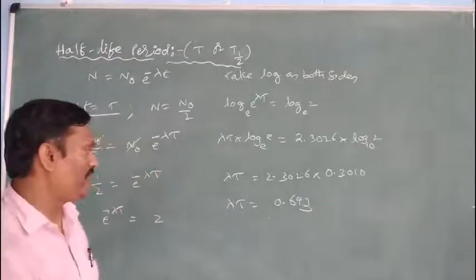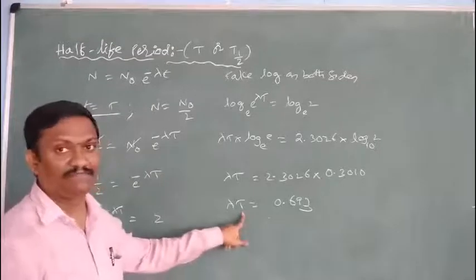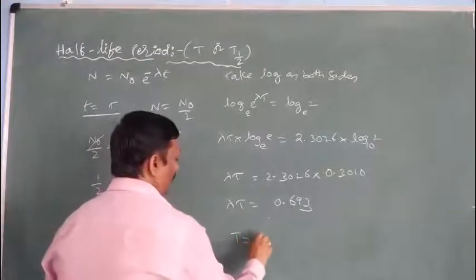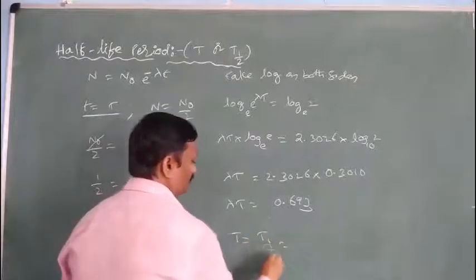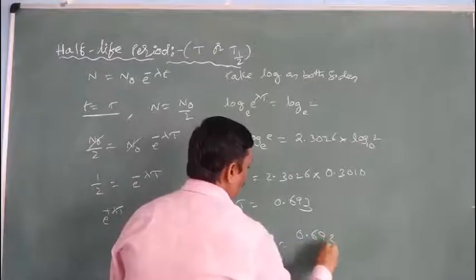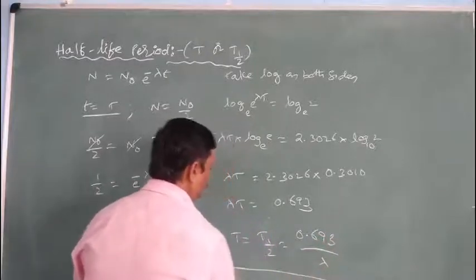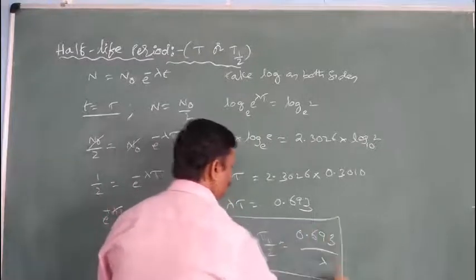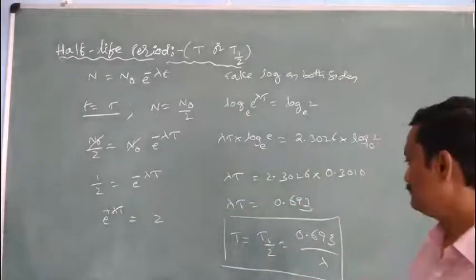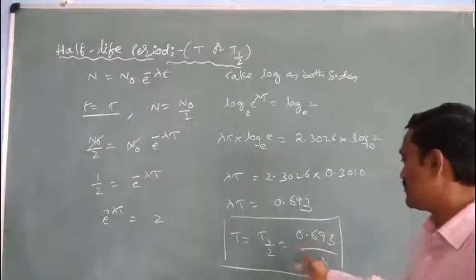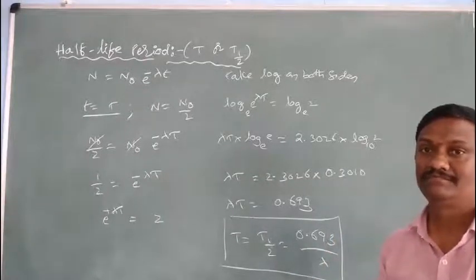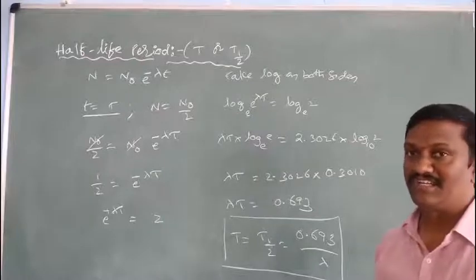But you have to find the half-life period capital T. So the expression for half-life period capital T or T half is equal to 0.693 by lambda. So that is the expression for half-life period. Half-life T half is equal to 0.693 by lambda. Lambda means decay constant. It varies from one material to another.